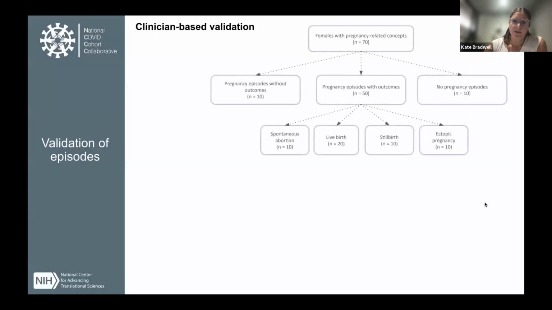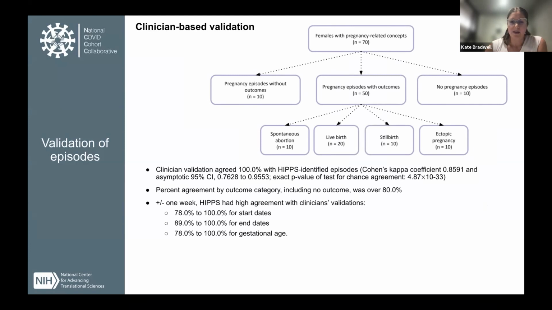We also performed clinician independent validation. So we selected a random subset of episodes from various categories, such as ones with outcomes or no outcomes. And we obtained good agreement between what the clinicians estimated as whether the episode was present or absent, what the outcome was, and the gestational timing.